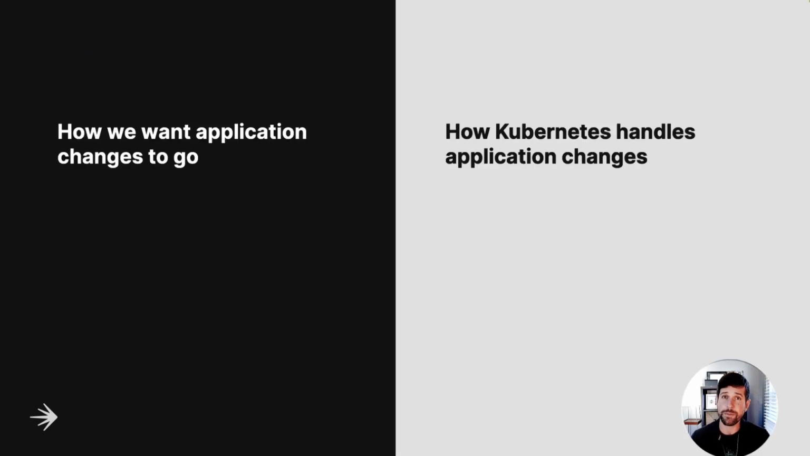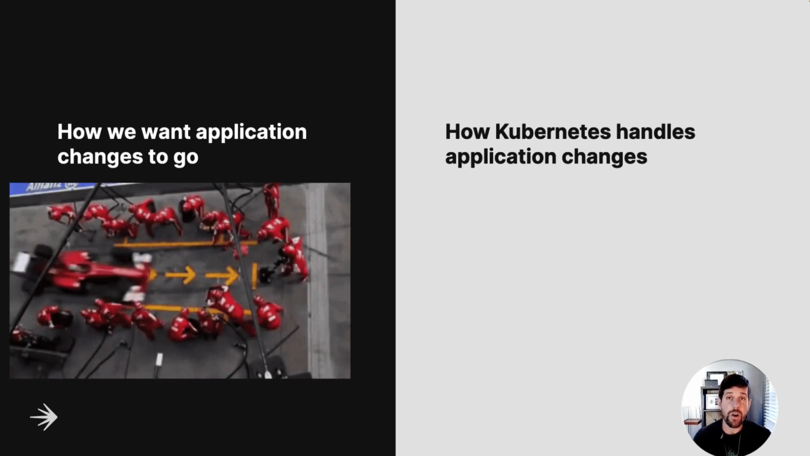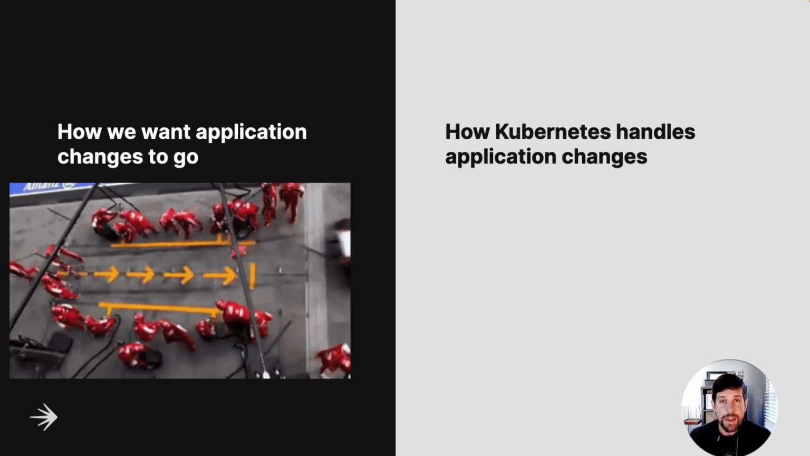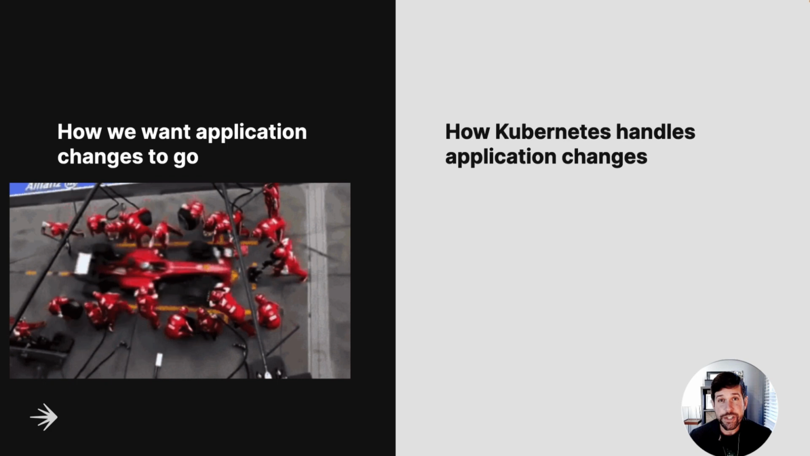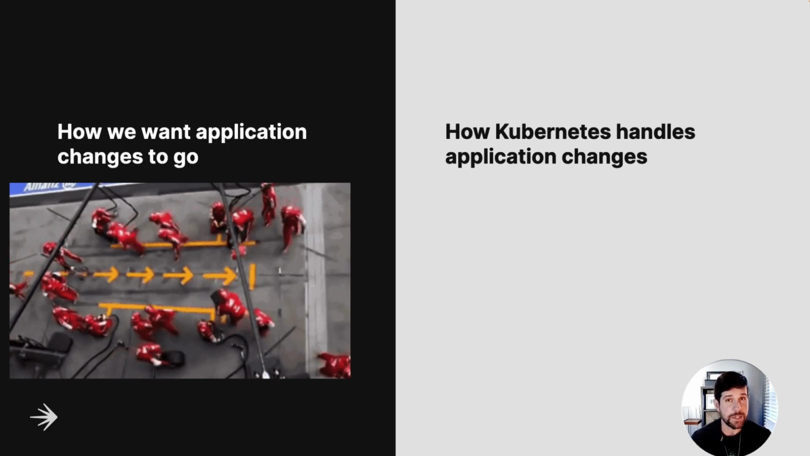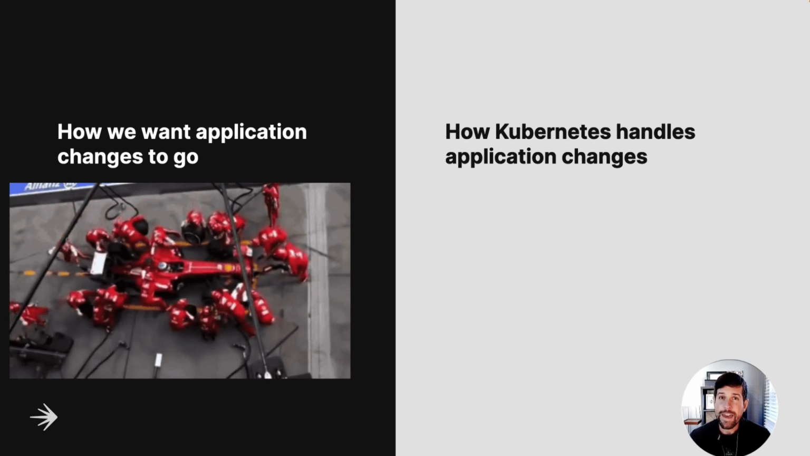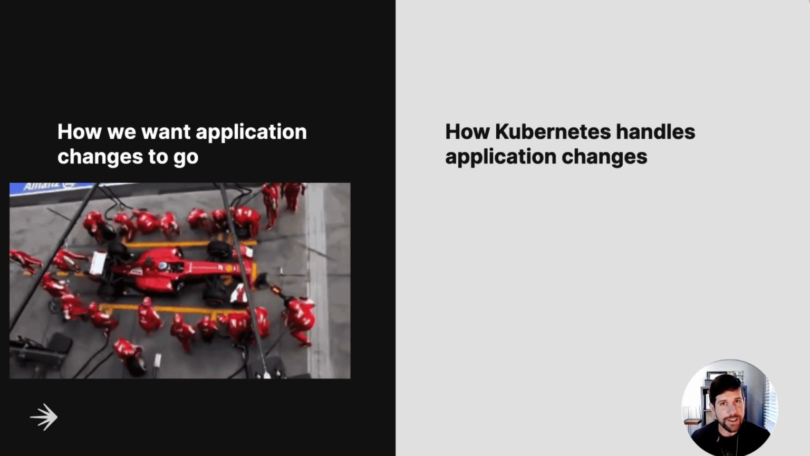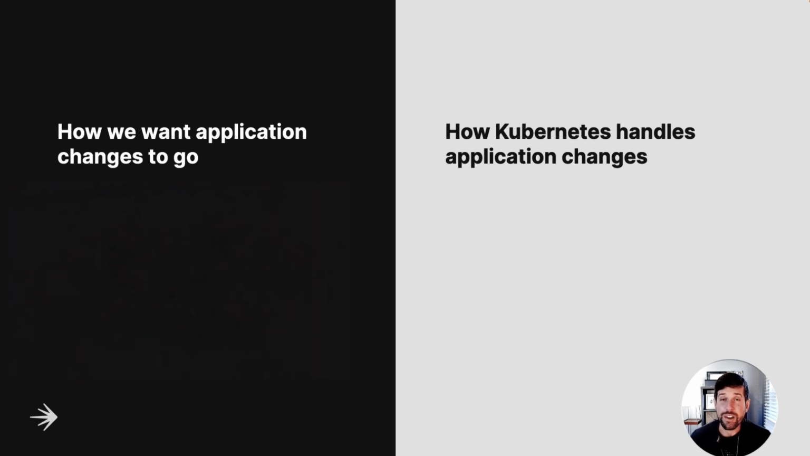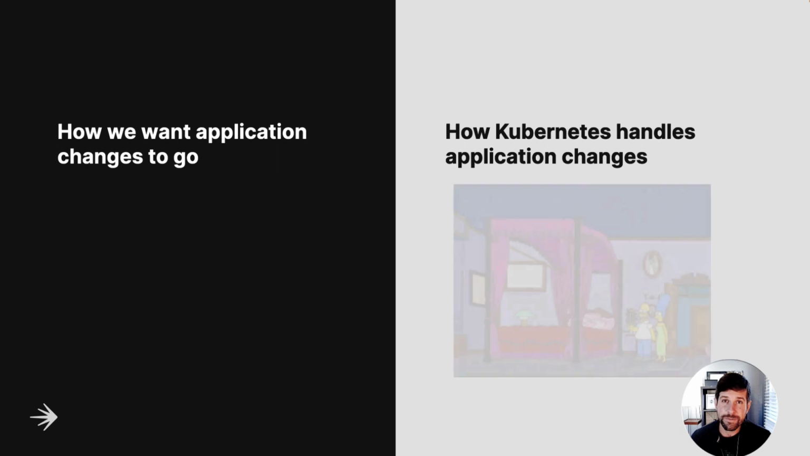So when we think about this, we have two different sides. We have how we think the application changes are going to go, and then the reality of how Kubernetes actually handles those application changes. So on the left side here, we want to look at this really being more like a pit stop. I have my application, I want to make changes. So in this case, maybe I need to swap out the tires, change the oil, make some enhancements to it, and then I send it along its way and everything is right. The challenge there is that that's not really how Kubernetes actually handles application changes. In a Kubernetes environment, it's going to look more like this.